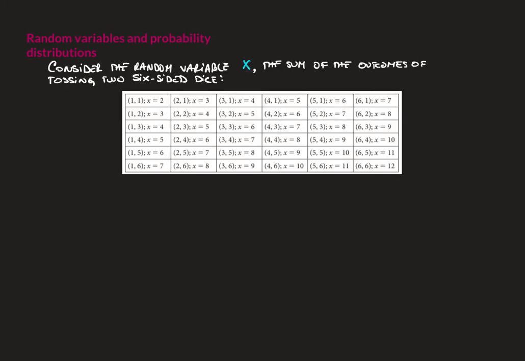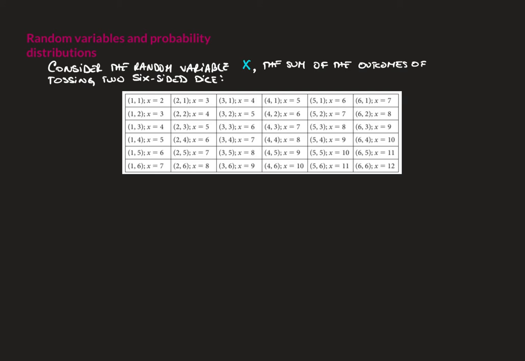Let's consider the random variable x defined as the sum of the outcomes of tossing two six-sided dice. We can see here in the table all the possible outcomes that we can have. We can have 1 in the first die and 1 in the second die, 1 in the first one, 2 in the second one, etc. In total, we are going to have 36 outcomes.